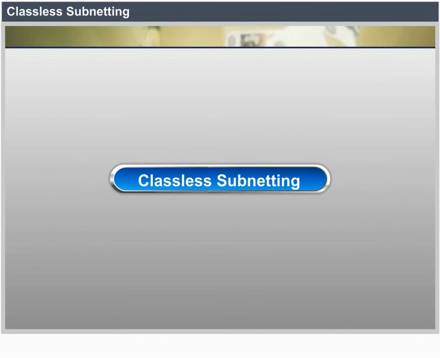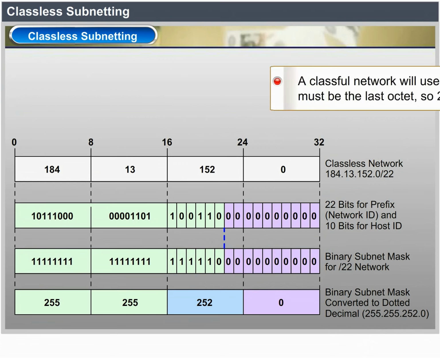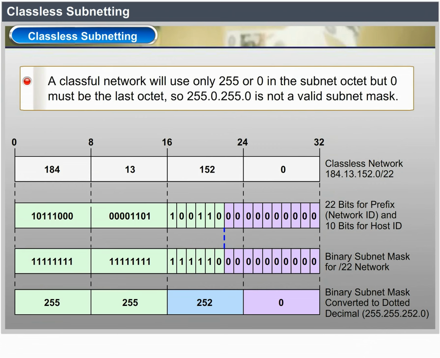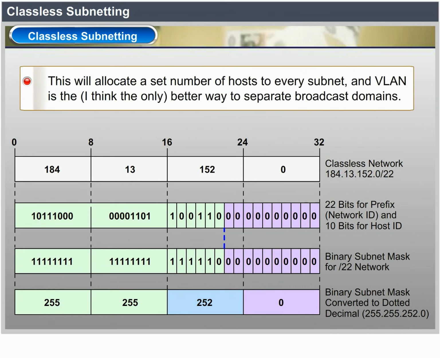Classless subnetting. A classful network is a network that uses the same subnet everywhere, while classless uses different subnets. A classful network will only use 255 or 0 in the subnet octet, but 0 must be the last octet. So 255.0.255.0 is not a valid subnet mask. This will allocate a set number of hosts to every subnet, and VLAN is the only way to separate broadcast domains.